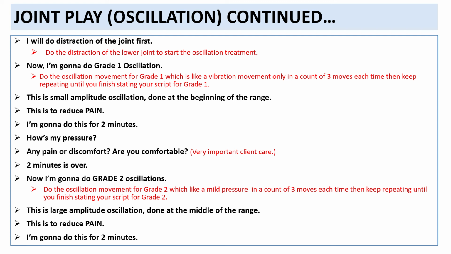Do the oscillation movement for grade 2, which is like a mild pressure in a count of 3 moves each time, then keep repeating until you finish stating your script for grade 2. This is large amplitude oscillation, done at the middle of the range. This is to reduce pain. I'm gonna do this for 2 minutes.